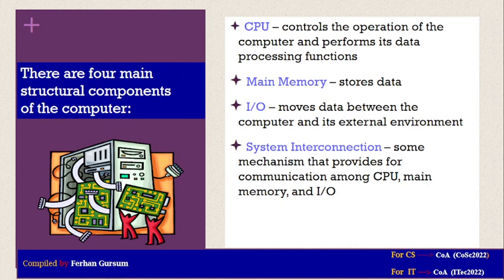When we come to system interconnection, these are the four. Some mechanisms that provide for communication among what? CPU, main memory, and IO. These are what? System interconnection. It's a mechanism that provides communication among CPU, main memory, and IO. So that is what? System interconnection. These are the 4 main structural components of computer, okay?